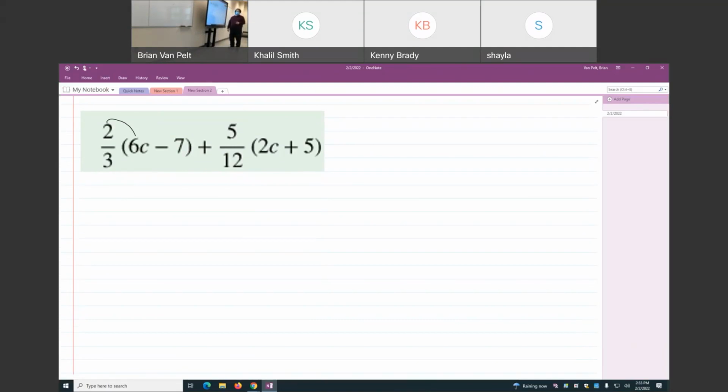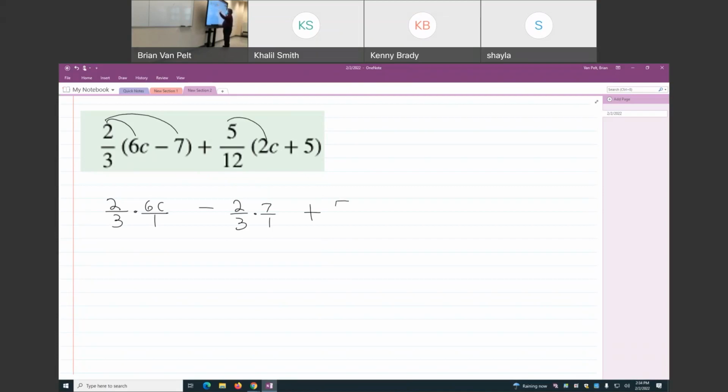2/3 times 6C. 4C. So it's like 2/3. You might find it useful to put 6C over 1. And then you can simply cancel, can't you, and simplify that. I'm gonna do that in a minute. So this guy comes over here as well, 2/3 times 7 over 1. I'm gonna move on to the second pieces.